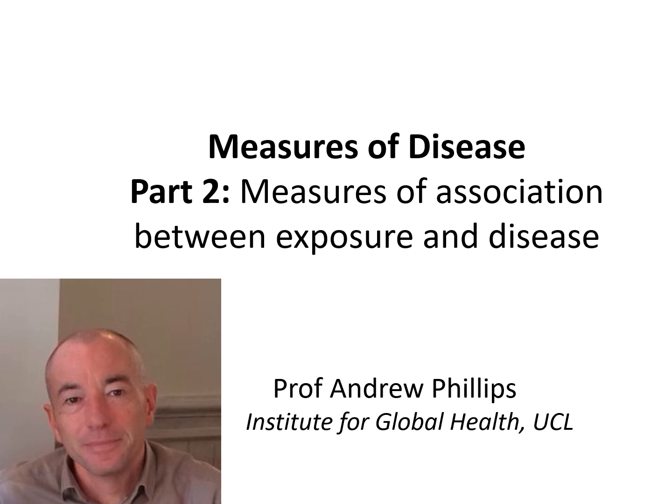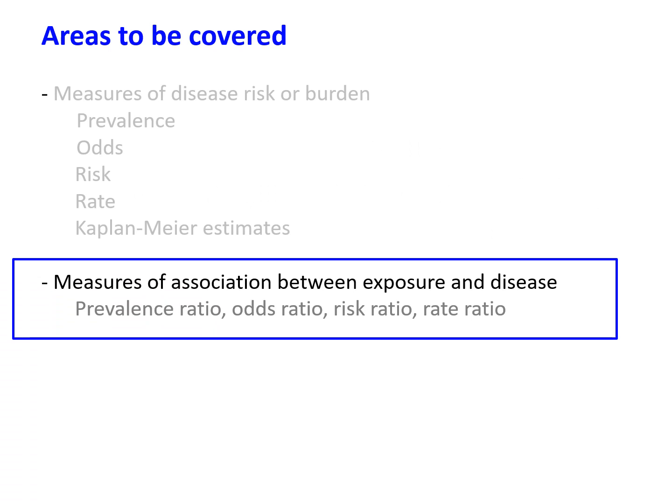So the second part of this measures of disease lecture is on measures of association between exposure and disease. And I'm going to be talking about the prevalence ratio, the odds ratio, risk ratio, and rate ratio.